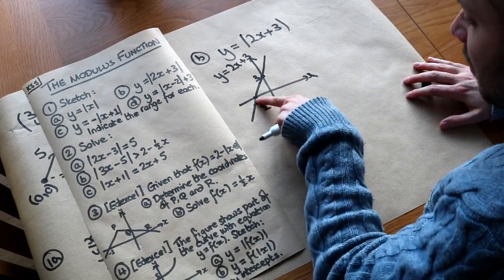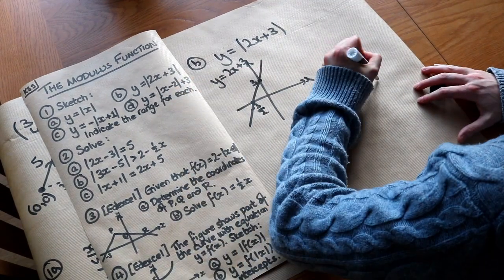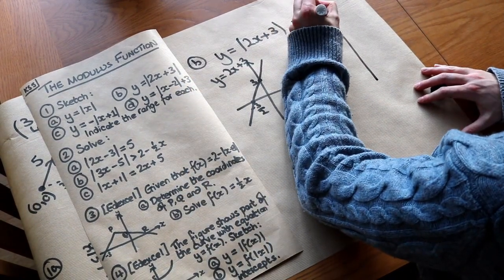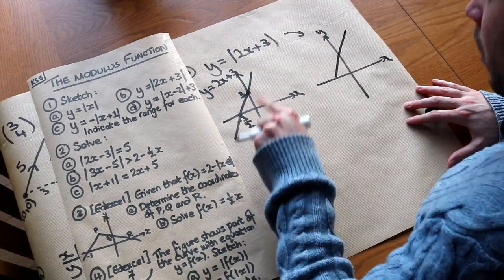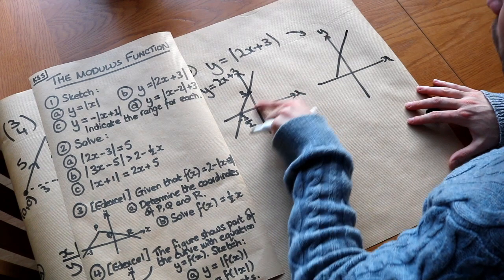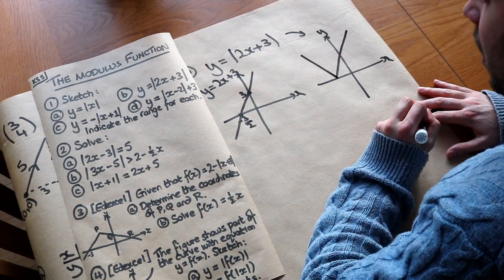So where the y value is negative here, that y value is now going to become positive and go up like that. So if we sketch this new function, it's going to be the same wherever the function was previously positive on the y-axis, but where it was negative, it's now going to flick up like this.